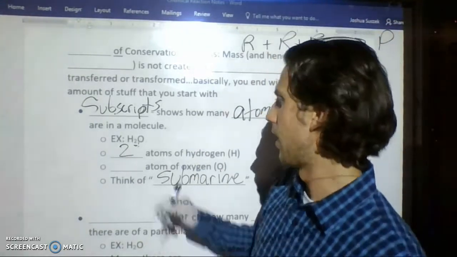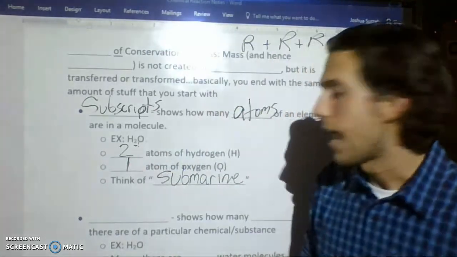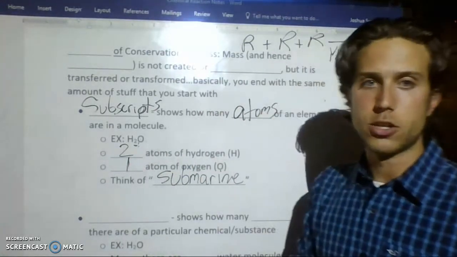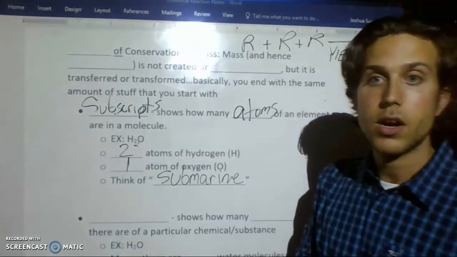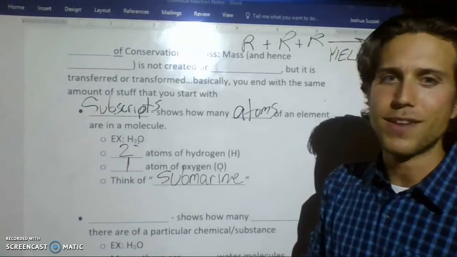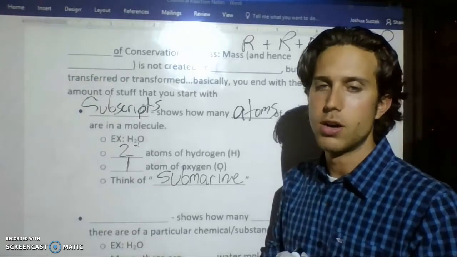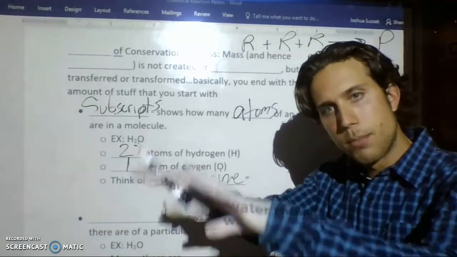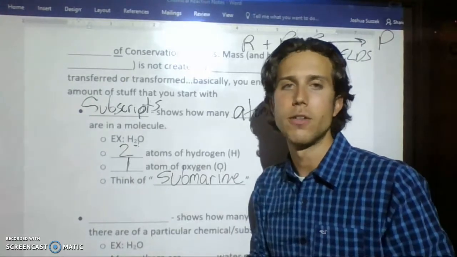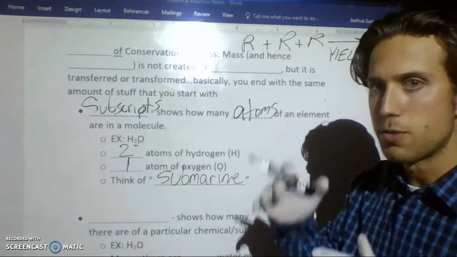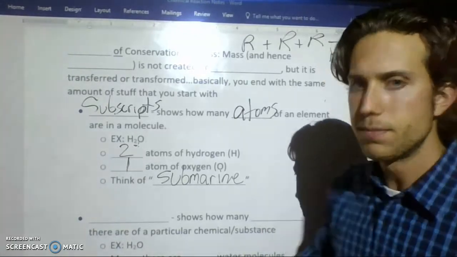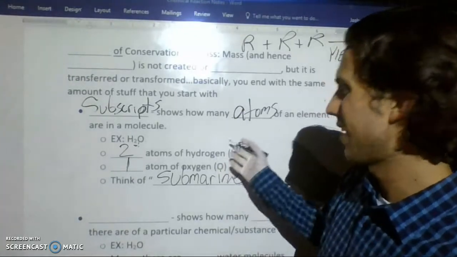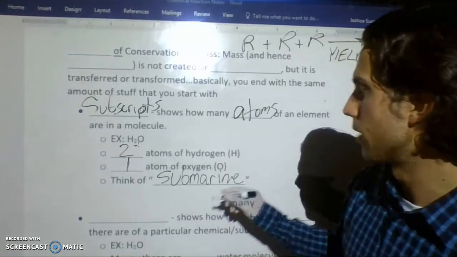2020, folks. All right. So there is one atom of oxygen, and two atoms of hydrogen. Subscripts are located down below, like a submarine. So that's something you might see in a chemical reaction. I should probably provide another example here.